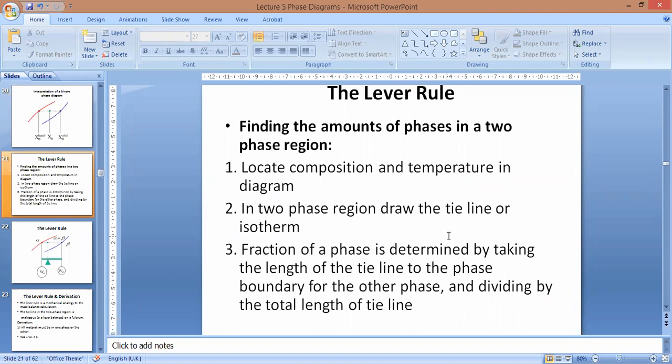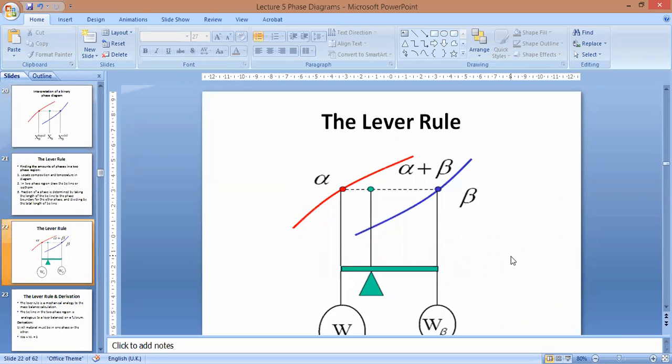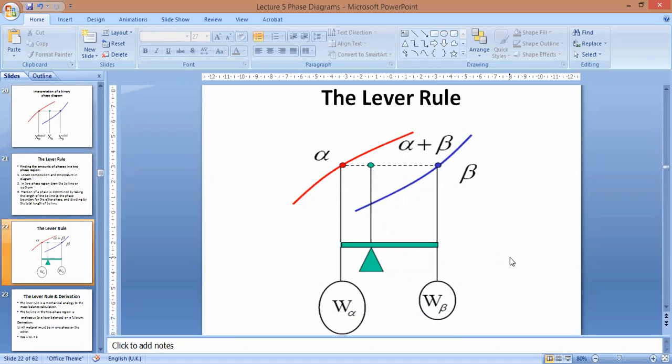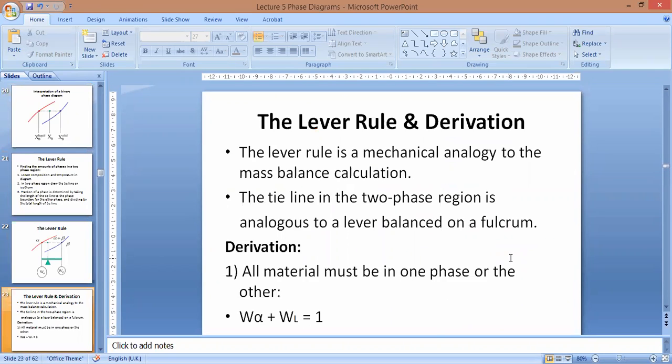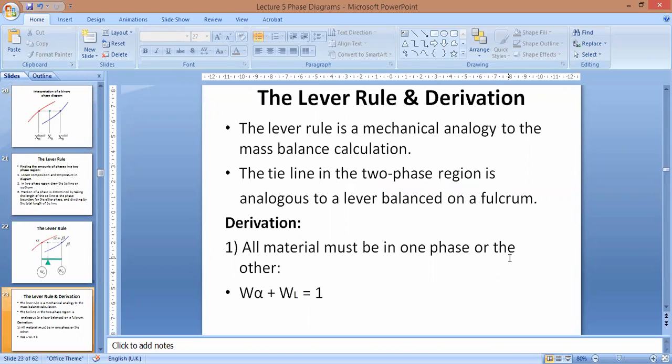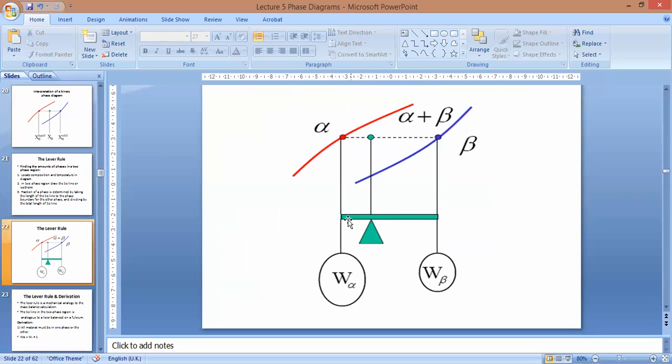I'll give you this presentation. So the lever rule is a mechanical analogy to the mass balance calculation. It's just similar to the way we calculate mass balance. The tie line in the two-phase region is analogous to a lever balanced on a fulcrum, and that's why it's called the lever rule. That's basically more like a balance.